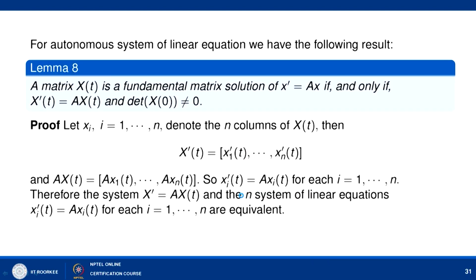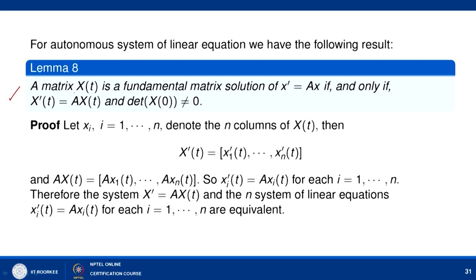Let us move further and look at the following result for an autonomous system of linear equations. Basically, now we are trying to characterize the fundamental matrix solutions. So, this lemma says that a matrix X(t) is a fundamental matrix solution of x dash equal to Ax if and only if X dash(t) equal to AX(t) and the determinant of X(0) is not equal to 0. So, here in case of non-autonomous we have to look at the interval, but in case of autonomous we can work for the entire t in R.